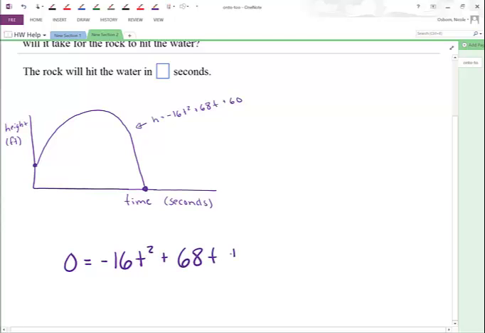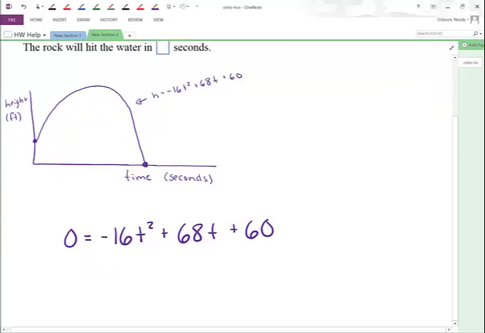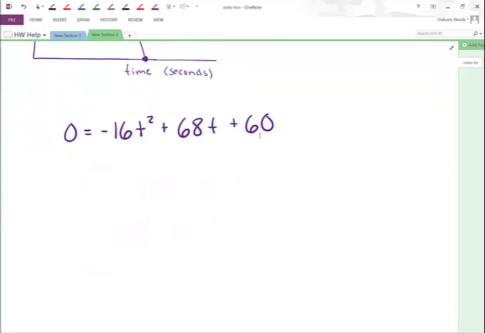plus 68t plus 60. Now, in order to solve this equation, I can do it in a couple of different ways. I can try to factor it out right away, I can plug it into the quadratic formula, or I can look to see if I can simplify it. Now, some of you are going to look right away and say, okay, well, I can see that every value here is divisible by negative 4. But some of you might not see that quite as easily. So let's take it one step at a time until we have it in the simplest form.